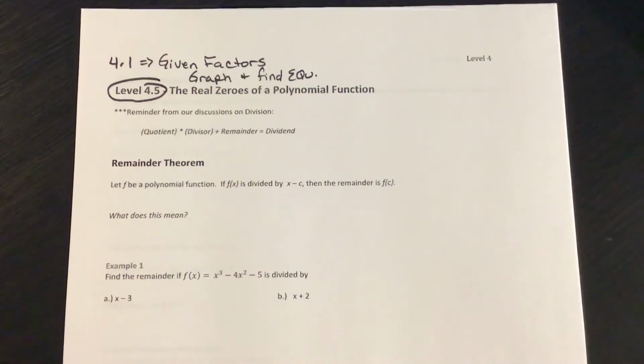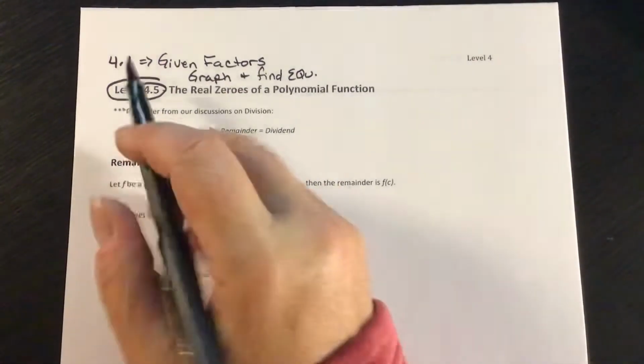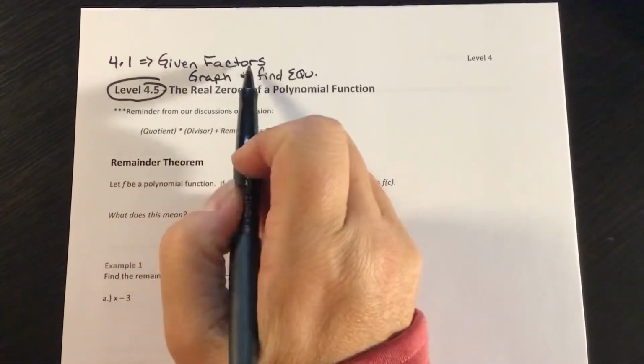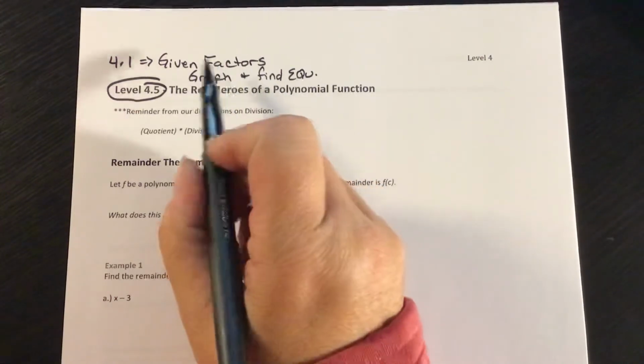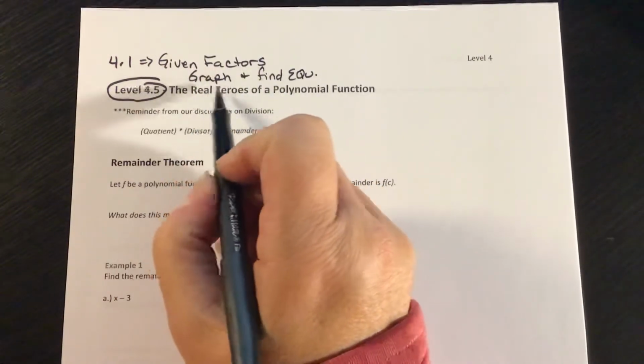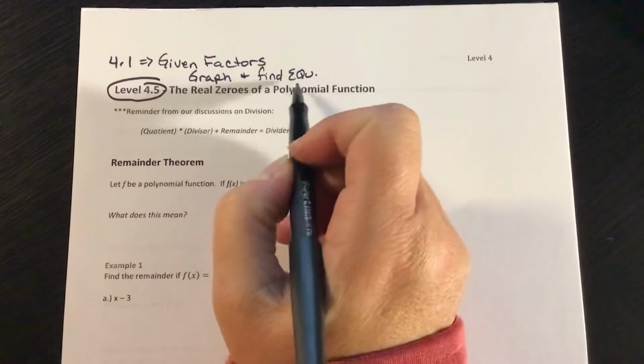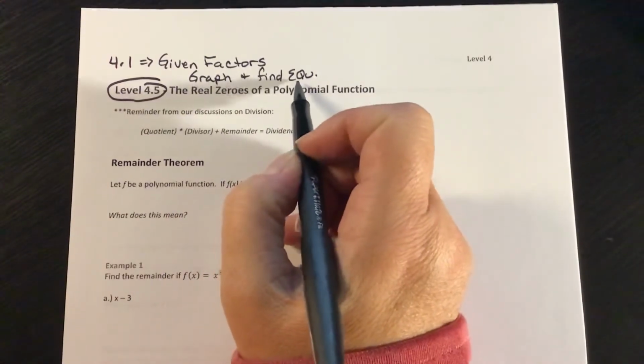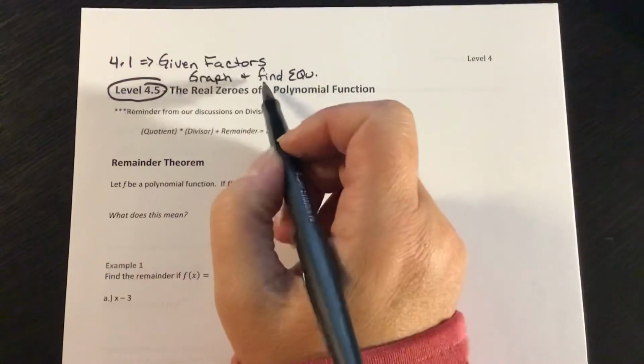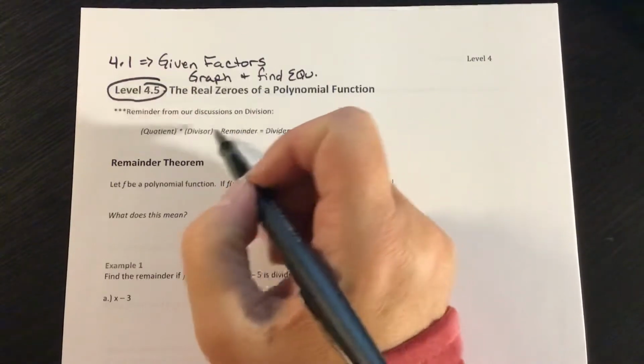All right, so here we go in section 4.5. Just thinking back a little bit to section 4.1. In 4.1, they gave us the factors or the zeros, and from that we were looking to build a graph and to possibly write equations based on the factors. And in this section, we're going to go the other way.